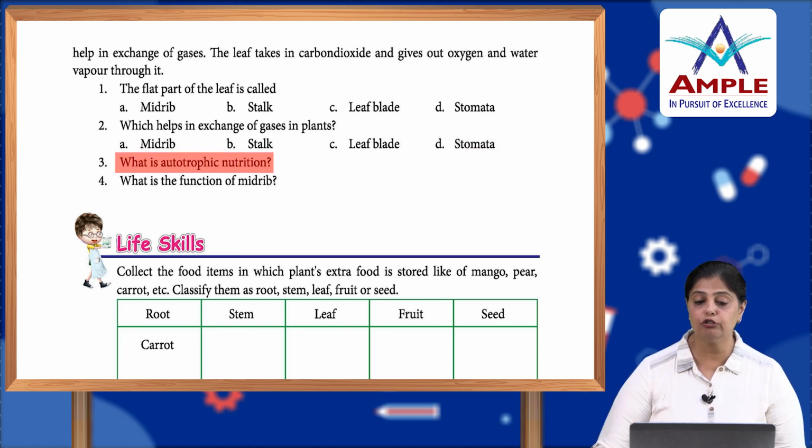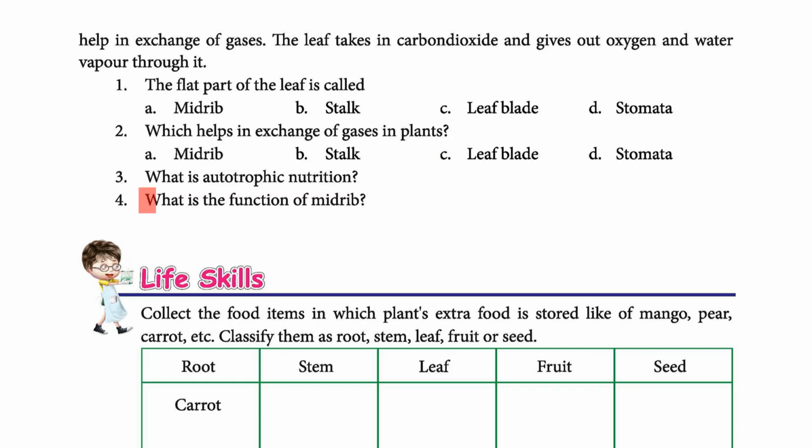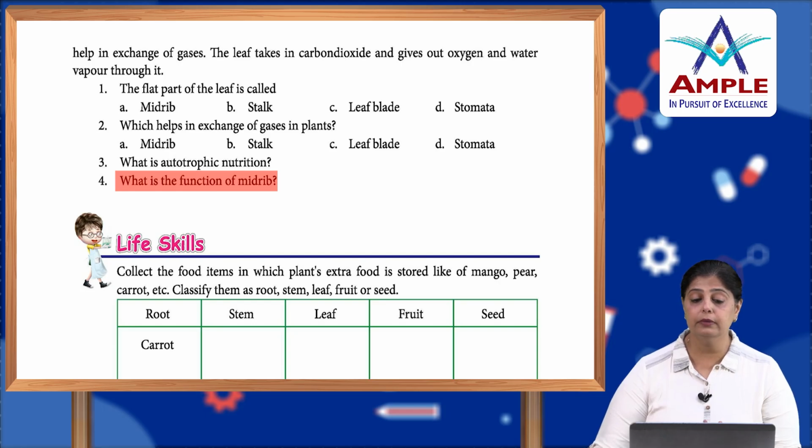What is autotrophic nutrition? Autotrophic nutrition is the mode of nutrition in which organisms make food from simple substances. And what is the function of midrib? Midrib has many side veins attached to it which help to transport water, minerals and food to different parts of the plant.